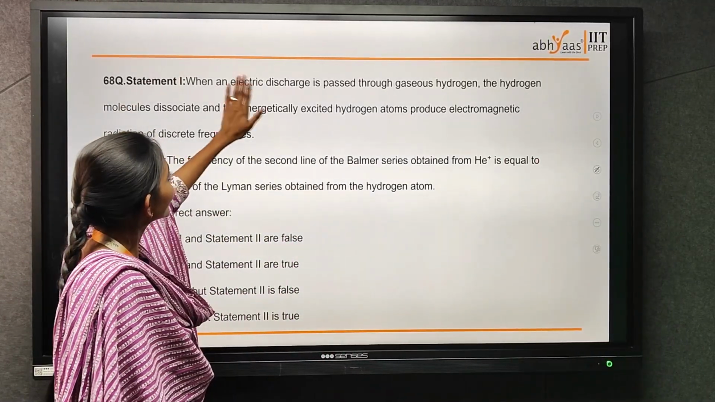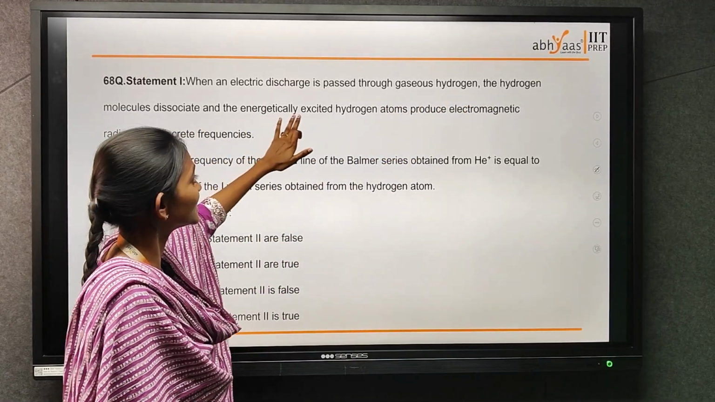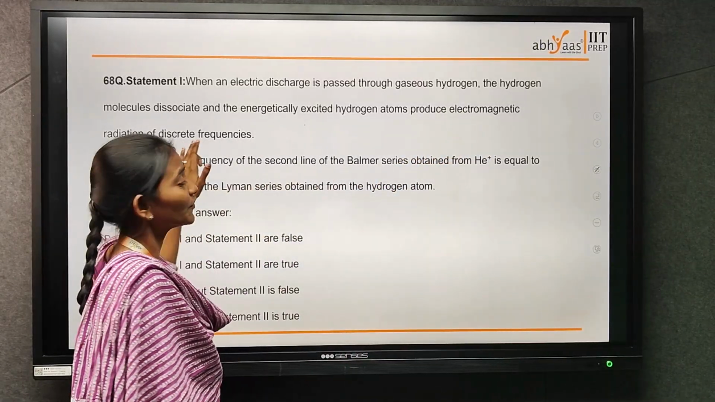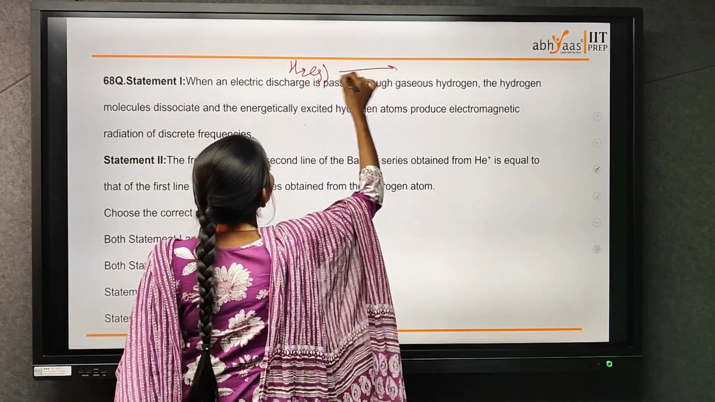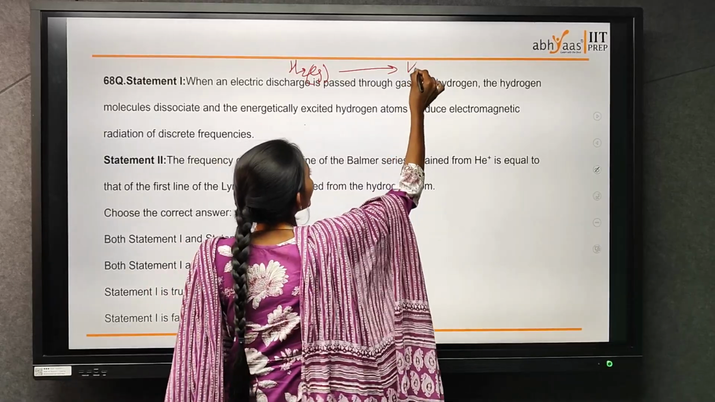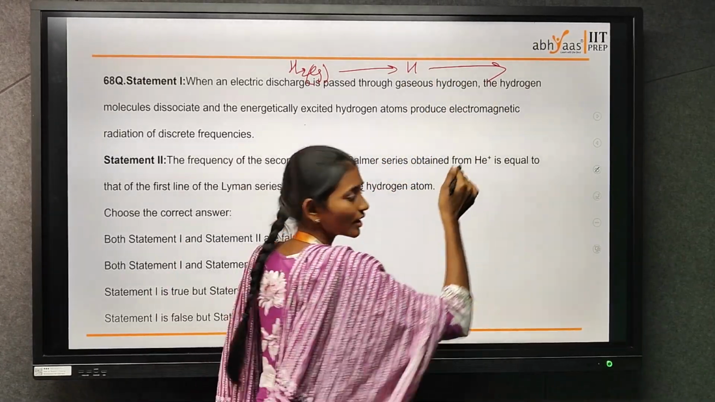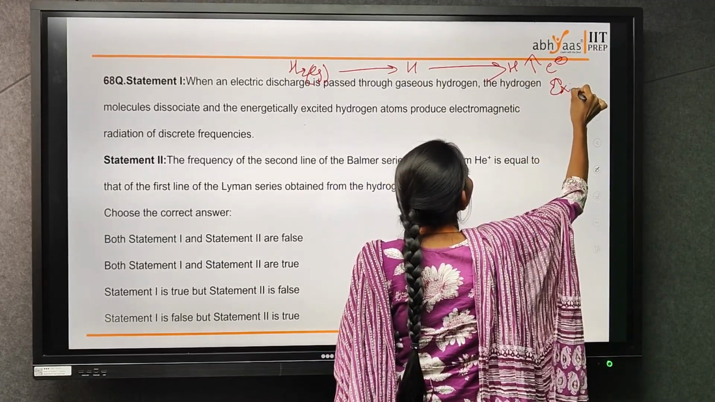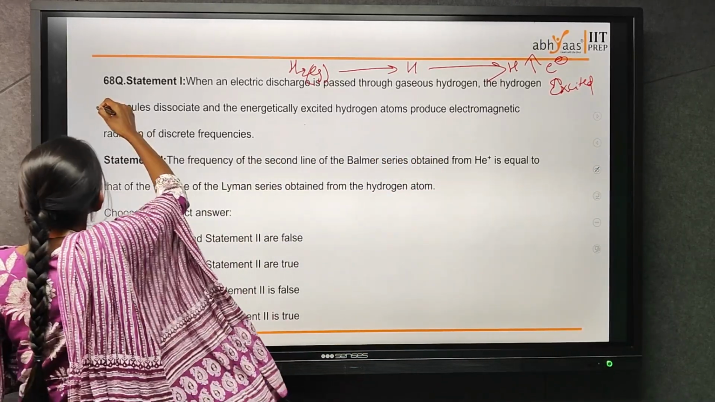And the statement: when an electric discharge is passed through gaseous hydrogen, the hydrogen molecule dissociates and the energetically excited hydrogen atoms produce electromagnetic radiation of discrete frequency. Yes, hydrogen you are having, which is a gas. When it is dissociated, it becomes H, right? Upon doing this, it is excited. Yes, excited H2 and your electrons will be excited here. So the same applies to a discharge tube also. So this statement will be correct.